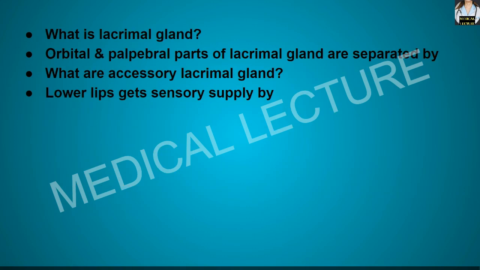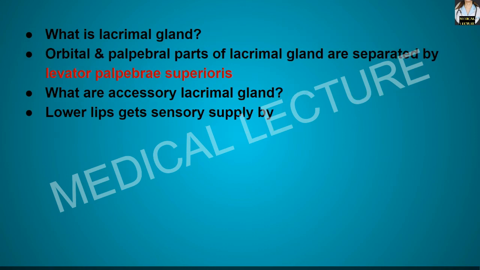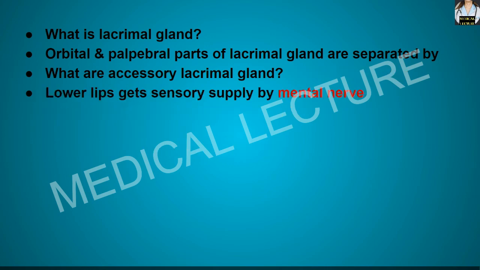What is the lacrimal gland? Lacrimal gland is actually a J-shaped serous gland and has a large orbital and a small palpebral part, and it has about a dozen ducts. Orbital and palpebral parts of the lacrimal gland are separated by the levator palpebrae superioris muscle. What are accessory lacrimal glands? They are small serous glands beneath the palpebral conjunctiva, about 3 to 6 in the upper and 6 to 8 in the lower lid. They are also known as the glands of Krause. Lower lip gets sensory supply by the mental nerve.